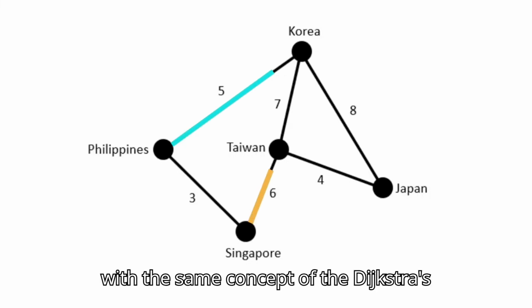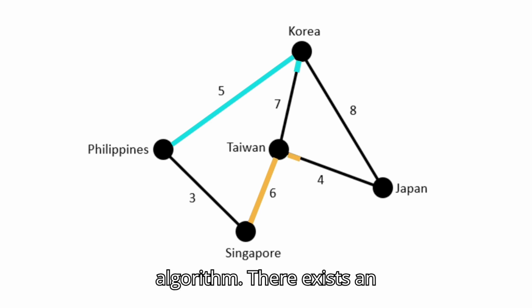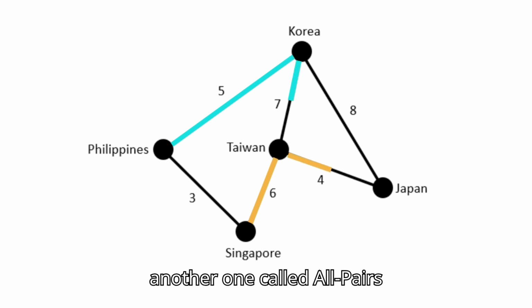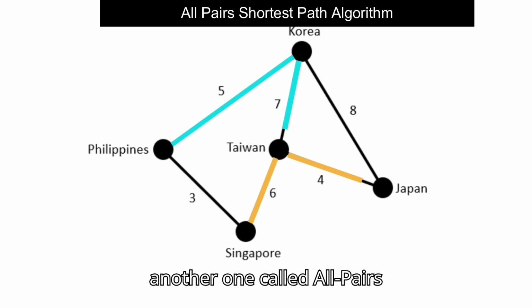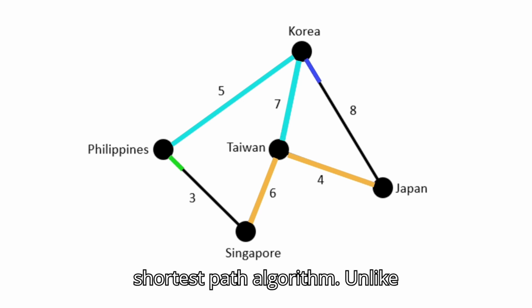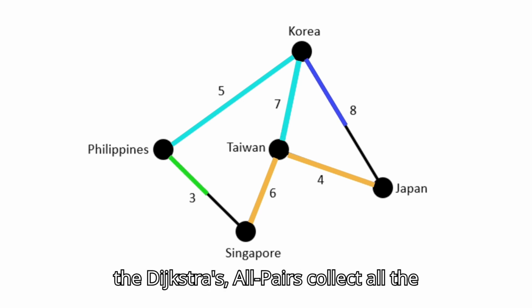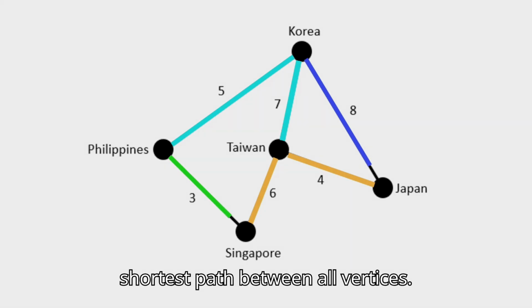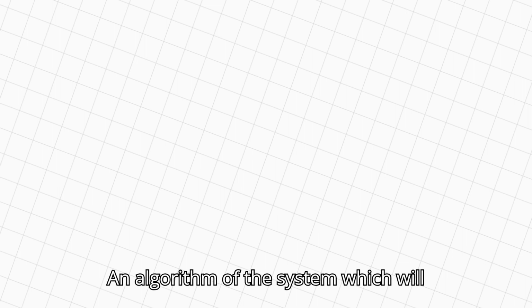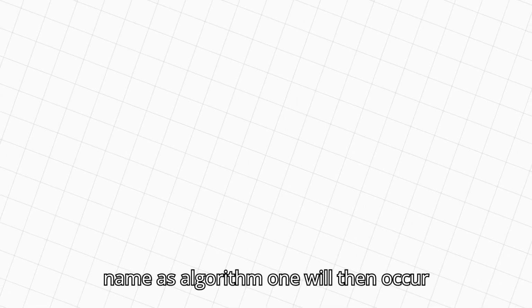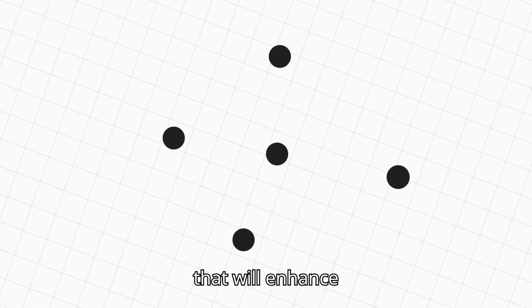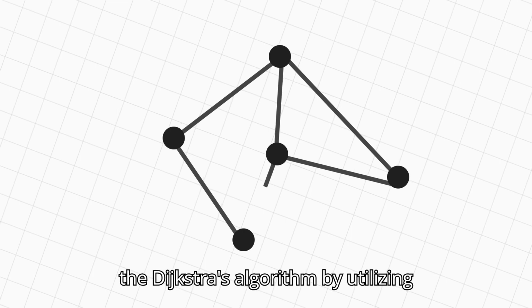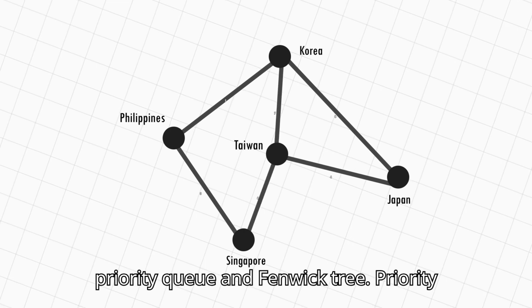With the same concept as Dijkstra algorithm, there exists another one called all pairs shortest path algorithm. Unlike Dijkstra, all pairs collects all the shortest paths between all vertices. An algorithm of the system, which we'll name Algorithm 1, will then occur that will enhance Dijkstra algorithm by utilizing Priority Queue and Fenwick tree.